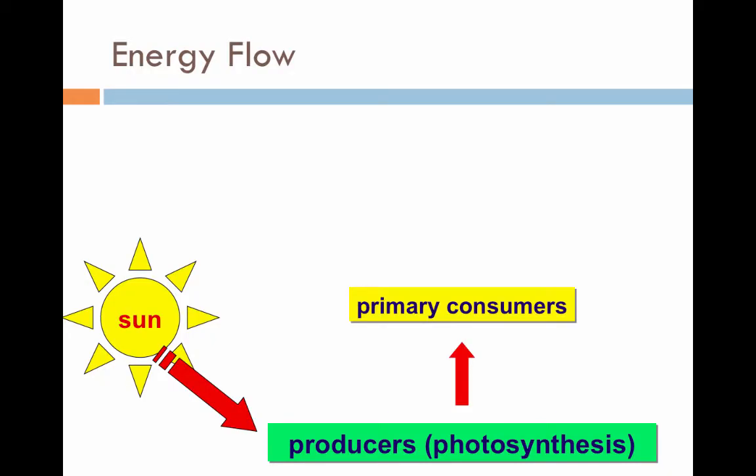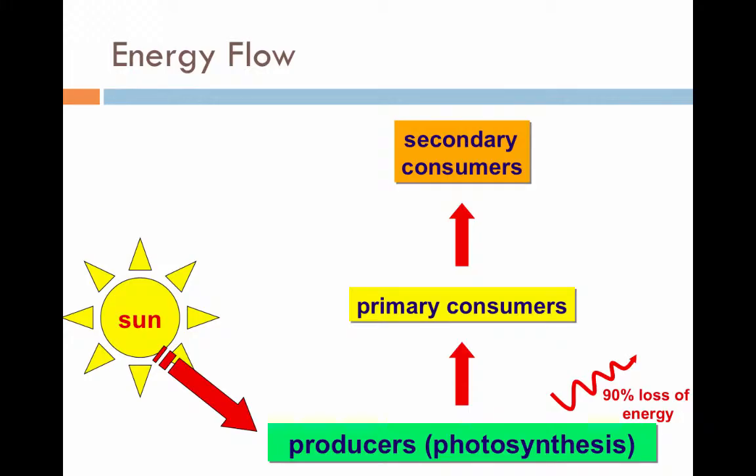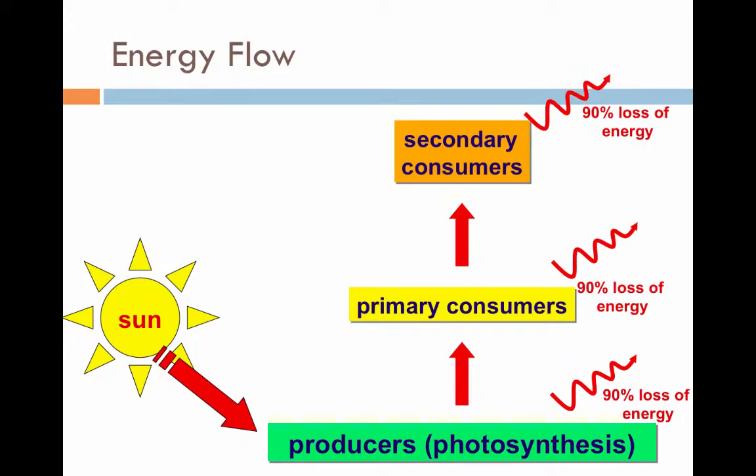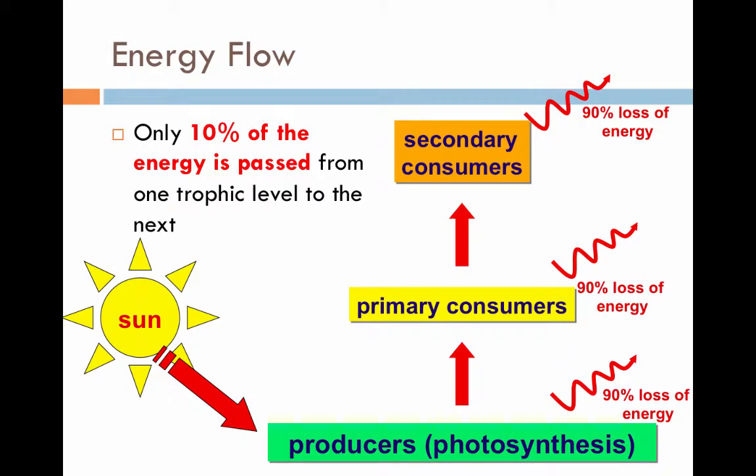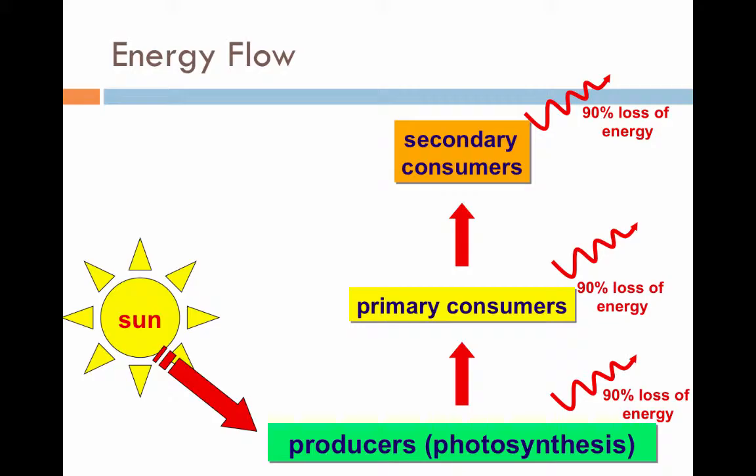When the primary consumers eat the producers, only 10% of their energy gets passed on. When the secondary consumers eat the primary consumers, only 10% of their energy gets passed on. This is called the 10% rule. Only 10% of the energy is passed from one trophic level to the next. Well, why? What happened to that other 90%?